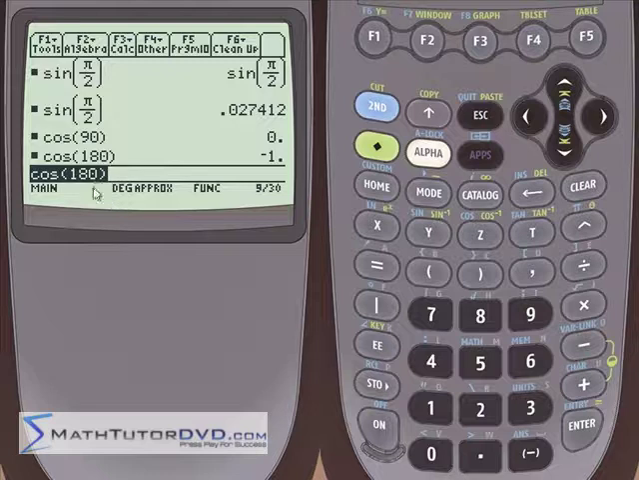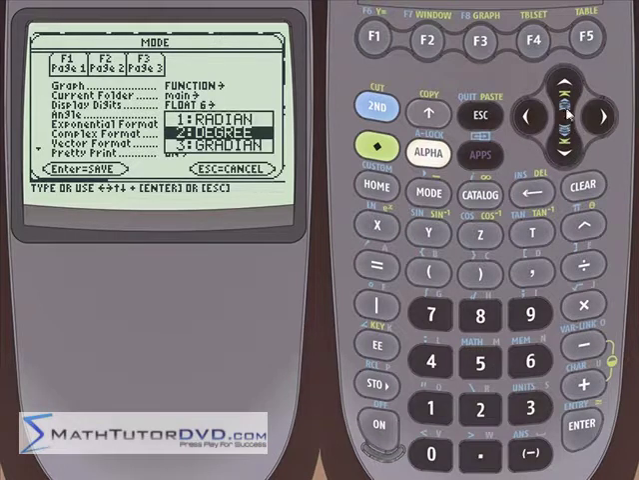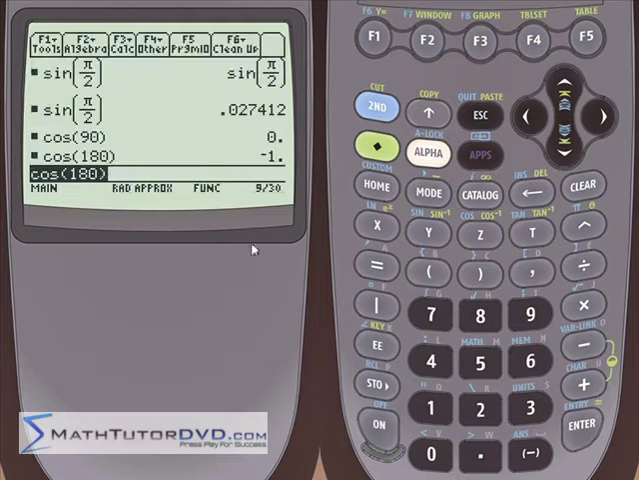Now when we put numbers into the calculator, it's going to assume that we're doing it in the mode that the calculator is in. Now let me go ahead for the time being and change this back over to radians. Most of the time when you get into upper level science and engineering, you're mostly going to be working in radian measure. So we'll leave it in radians.